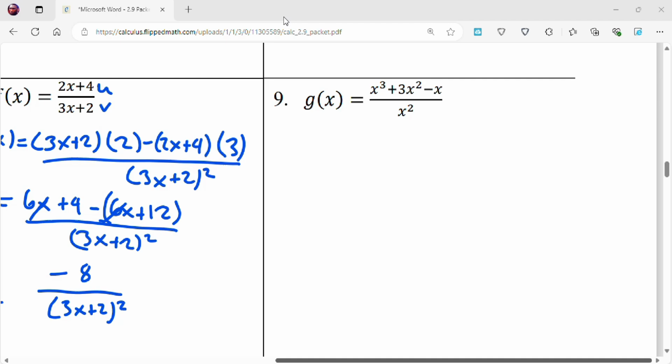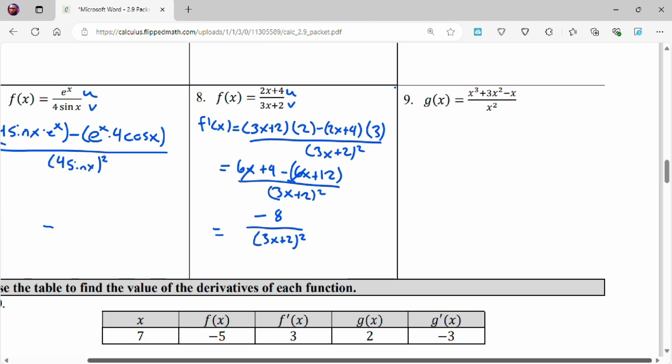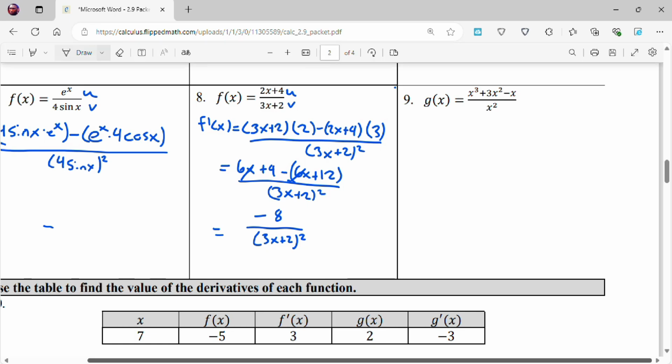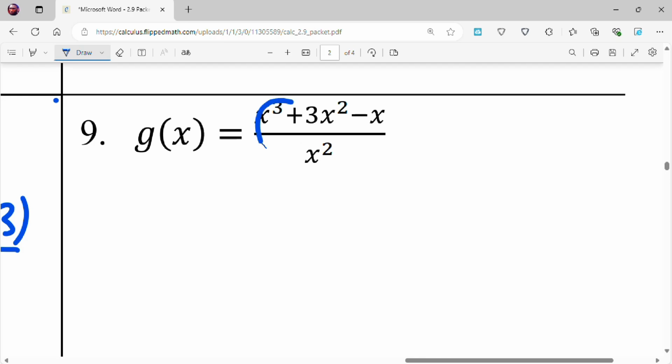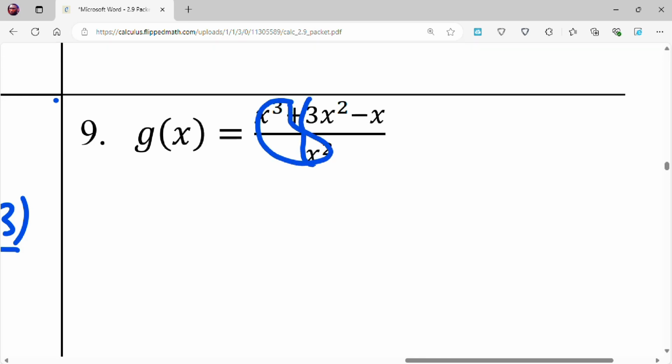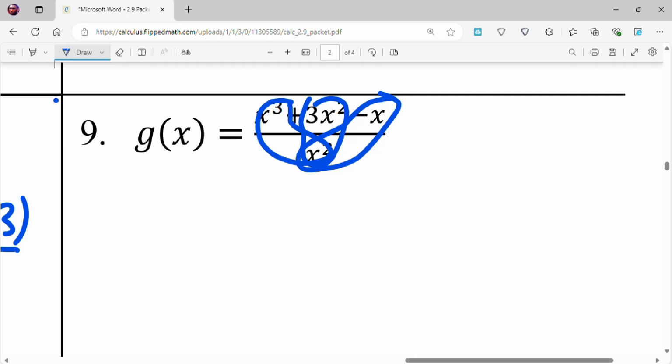Anyway, number 9, we have g of x equals x cubed plus 3x squared minus x over x squared. So again, we have multiple terms in the numerator, only one in the denominator. So you can take individual derivatives, right? So you get the point, right?